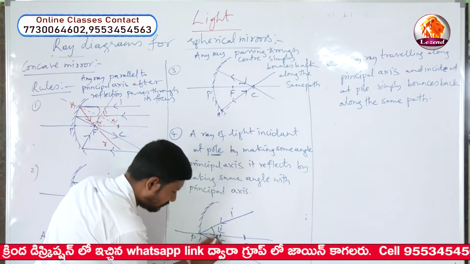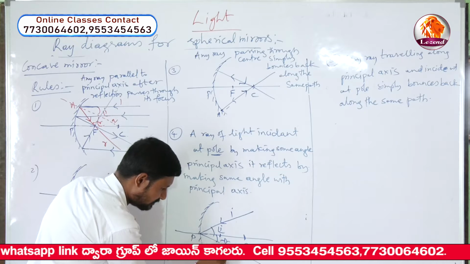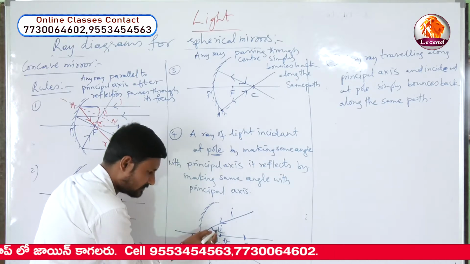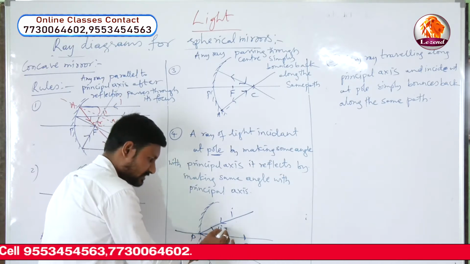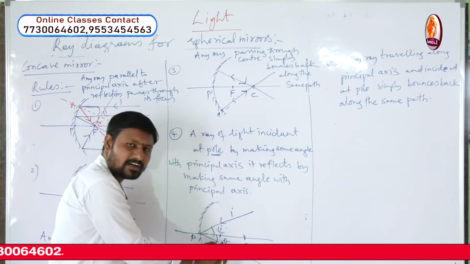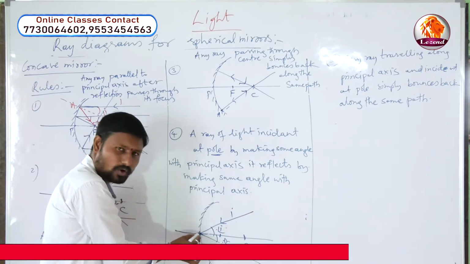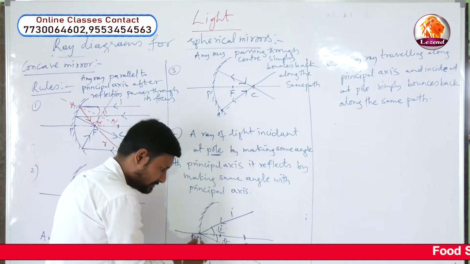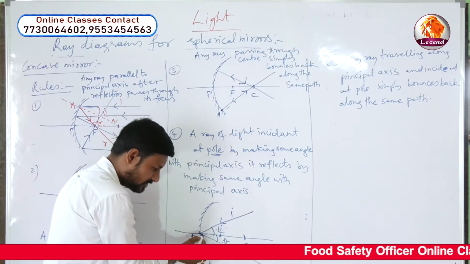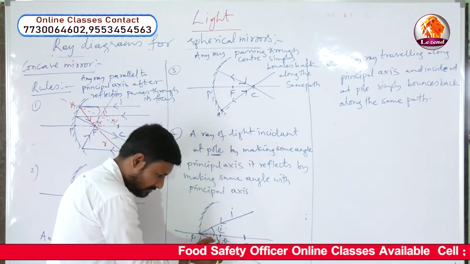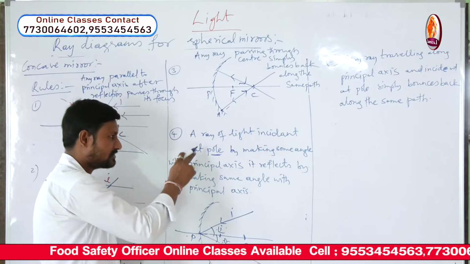So this angle is also the same. This angle is i. For example, if this is 20 degrees, this will also be 20. So any light ray incident at the pole making some angle with the principal axis, after reflection travels making the same angle with the principal axis. This is the fourth rule.